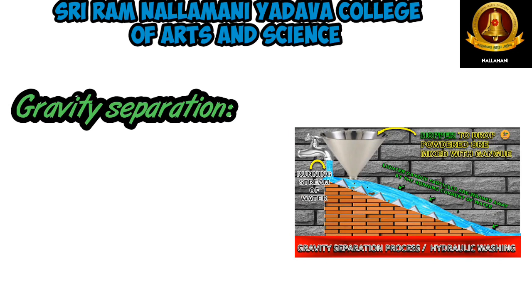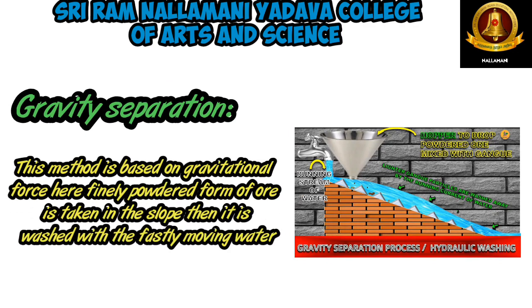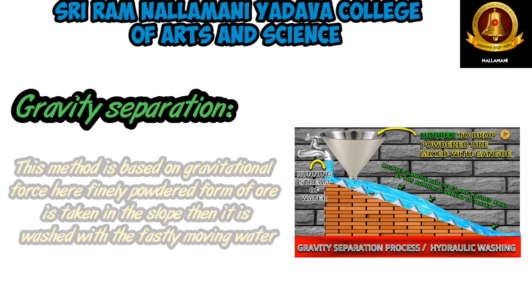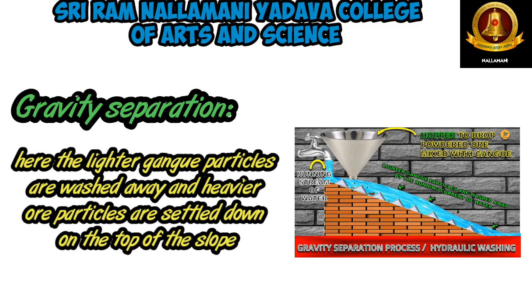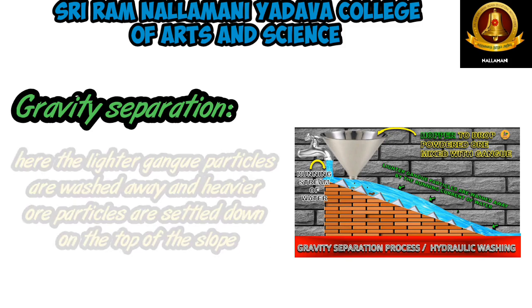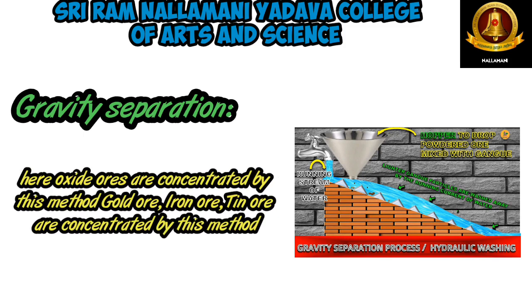Gravity separation method. This method is based on gravitational force. Here, the finely powdered form of the ore is taken on a slope. Then it is washed with fast moving water. The lighter gangue particles are washed away and the heavier ore particles settle down on the top of the slope. Oxide ores are concentrated by this method. Gold ore, iron ore, and tin ore are concentrated by this method.